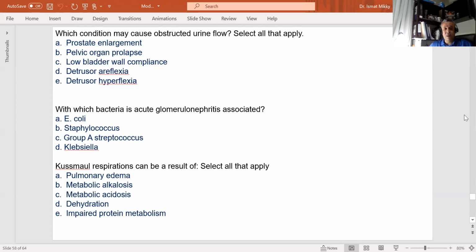Next, the answer to the next question is A and C, pulmonary edema and metabolic acidosis. The pulmonary edema and metabolic acidosis can cause abnormal respirations.